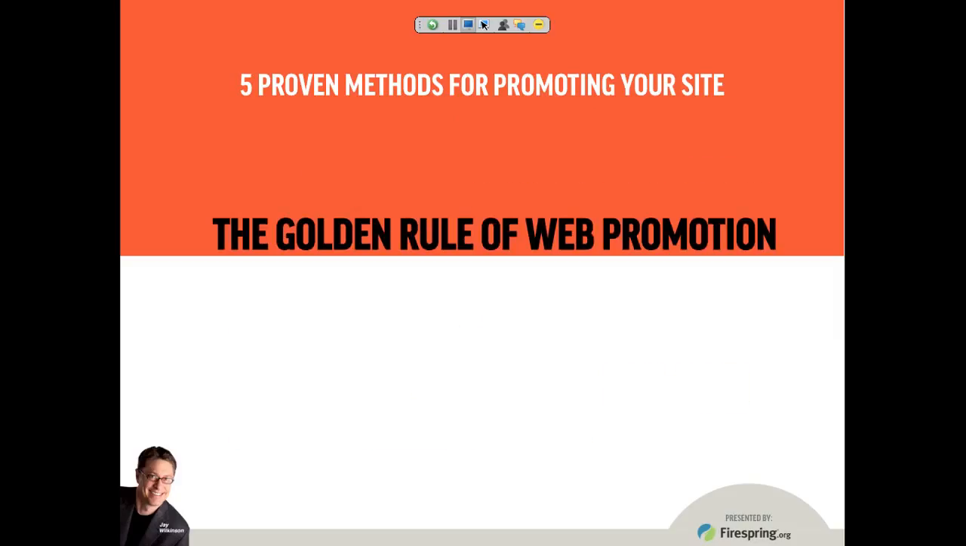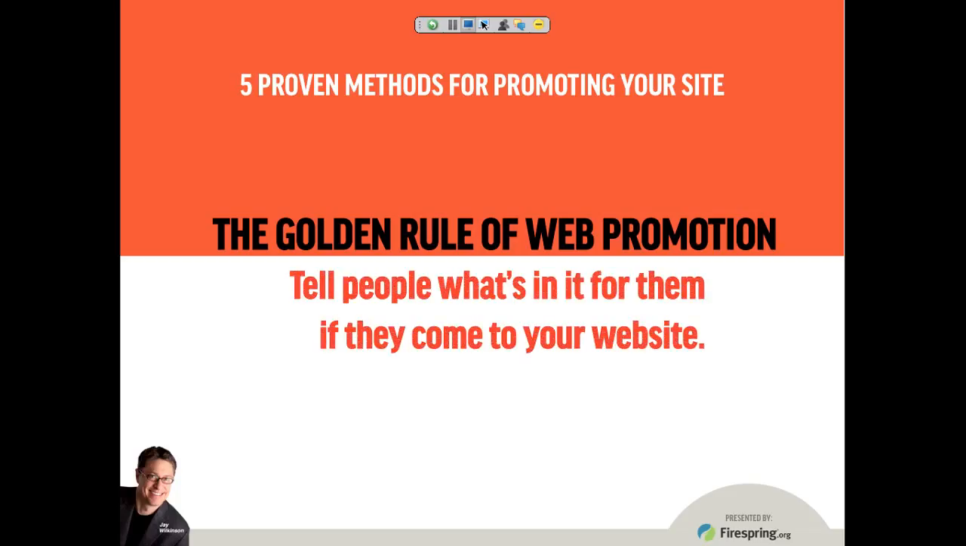Let's end with the golden rule of web promotion here in the promoting your website section, and that is this. Pretty simple. It's going to sound so simple, but so few of us do it. The golden rule of web promotion is to tell people what's in it for them if they come to your website. Don't just say, check us out online or come see us at www.ourorganization.org. Don't just say that.